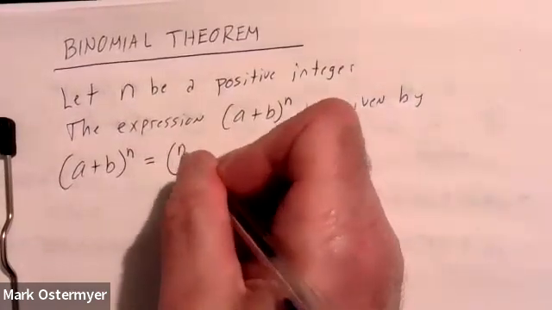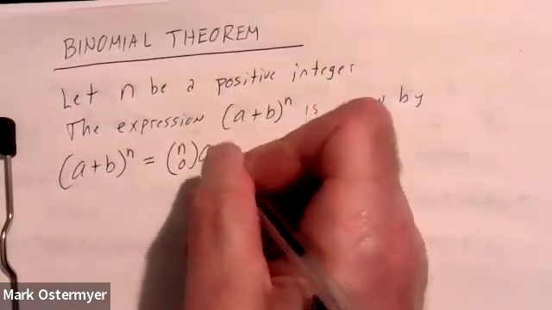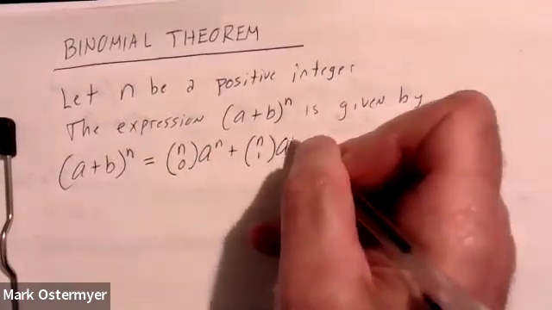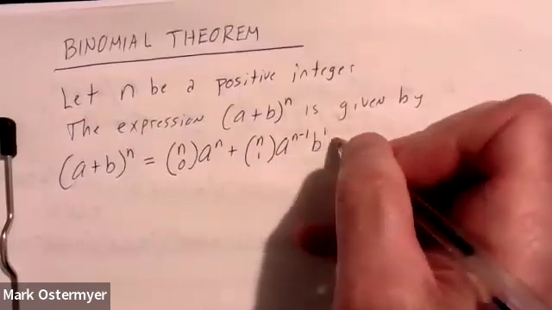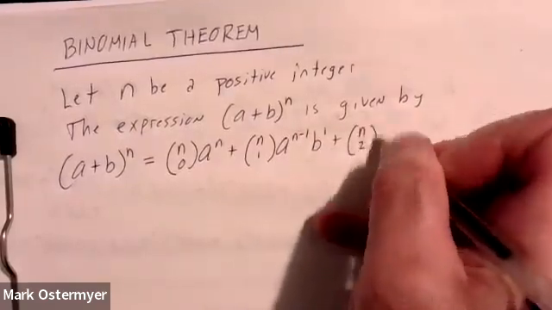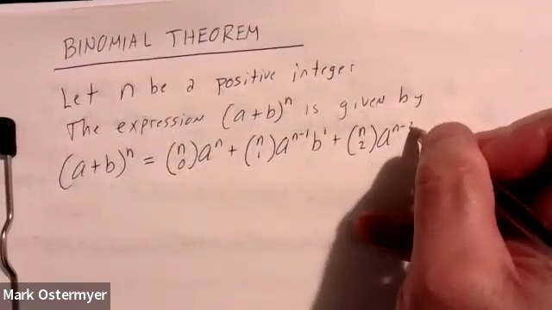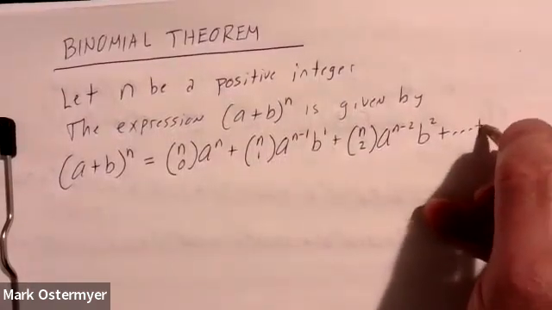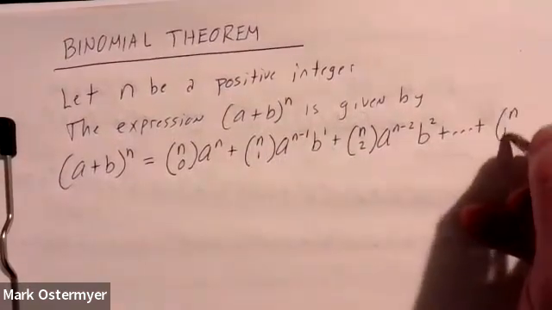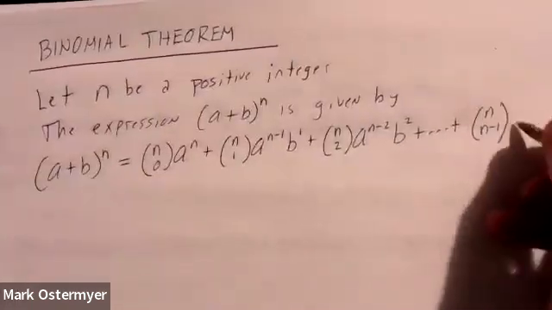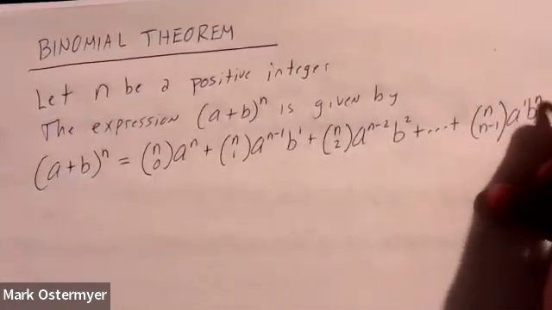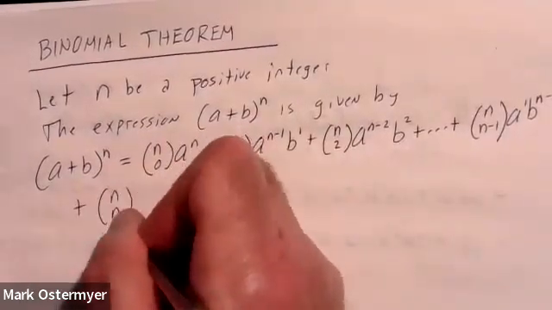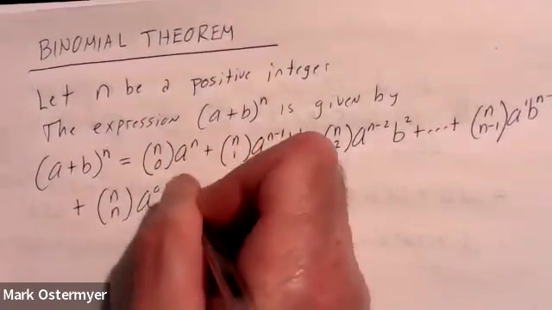It's given by n choose 0 times a to the nth plus n choose 1 times a to the n minus 1 power b to the first power plus n choose 2 times a to the n minus 2 power times b to the second power plus dot dot dot plus n choose n minus 1 times a to the first power b to the n minus 1 power plus finally your last term is n choose n times a to the 0th power b to the nth power.